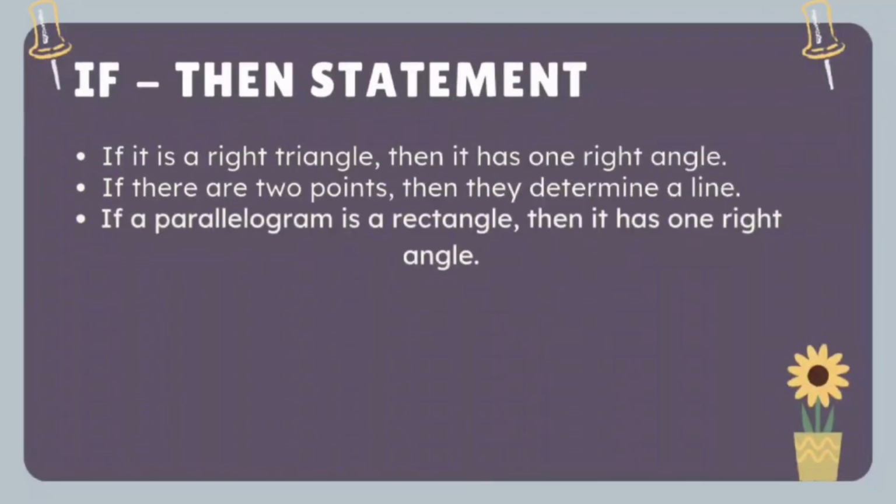The third one is: if a parallelogram is a rectangle, then it has one right angle. This introduces a statement about the properties of quadrilaterals. The condition is a parallelogram is a rectangle, and the consequence is it has one right angle. This statement is actually false, as a rectangle has 4 right angles.